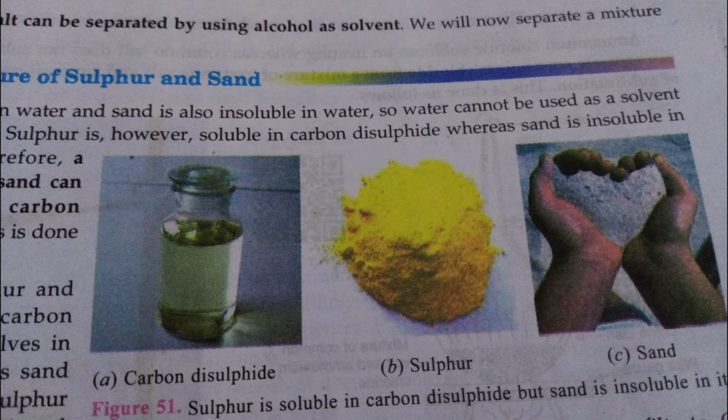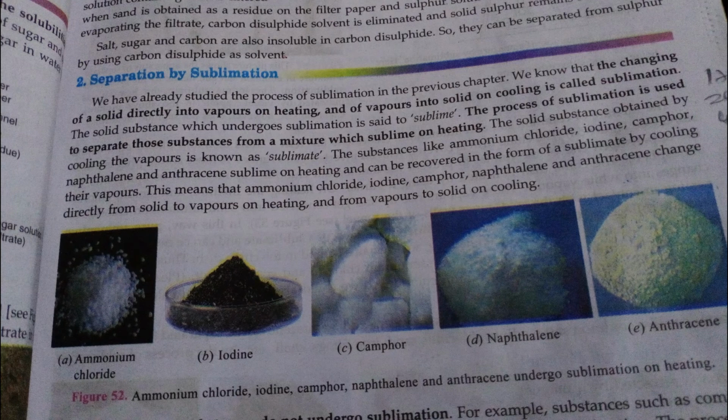The second type of technique is separation by sublimation. We have already studied the process of sublimation in the previous chapter. Changing a solid directly into vapors on heating, and vapors into solid on cooling, is called sublimation. That is, from solid the substance enters directly into gas, and gas enters into solid without entering the liquid state. We call this sublimation. A few examples of substances which sublime are ammonium chloride, iodine, camphor, naphthalene, anthracene.